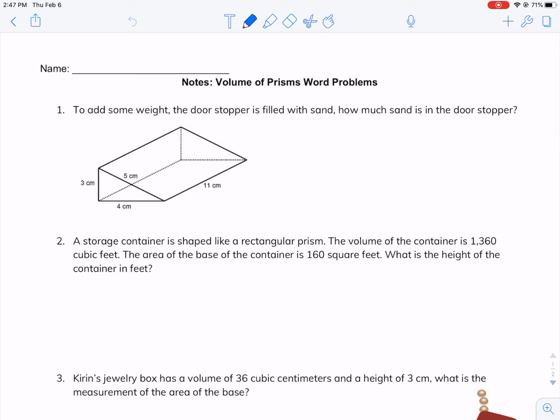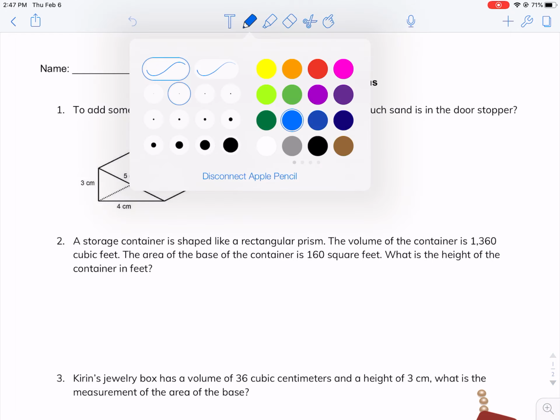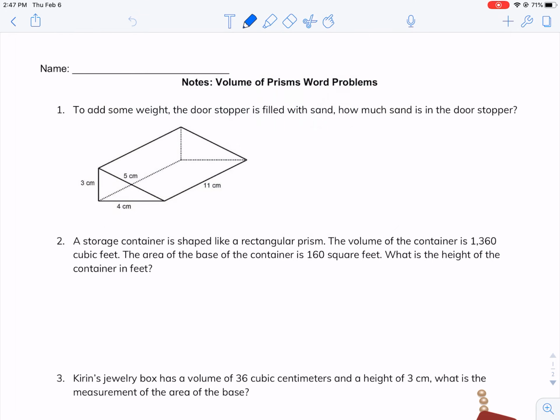Today we are taking notes on volume of prisms with word problems. Number 1. To add some weight, the door stopper is filled with sand. How much sand is in the door stopper? In order to figure out how much is in this door stopper that looks like a triangular prism, we would have to figure out the volume.